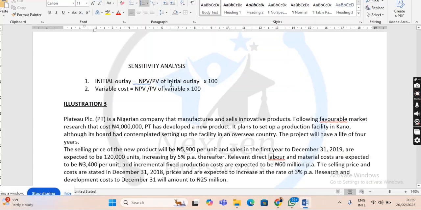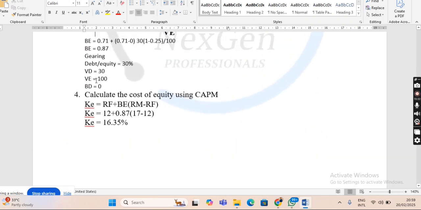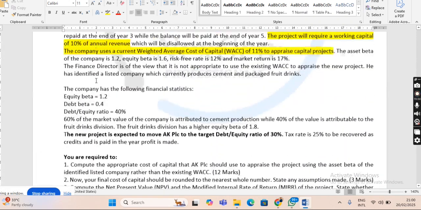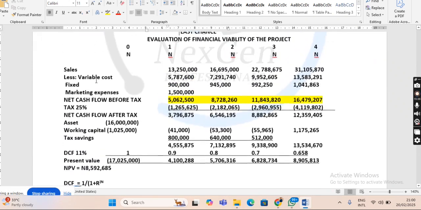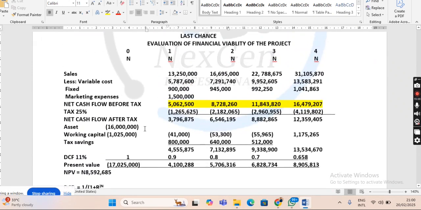It depends on the sensitivity analysis you want to do. If it is initial outlay, that is your cost, the initial cost is at year zero. It's only that one that will be at year zero, and your working capital. Multiply it by the one, and that will give you the present value of the initial outlay. Do you understand? Yes, thank you.